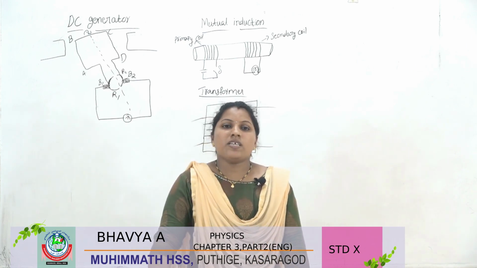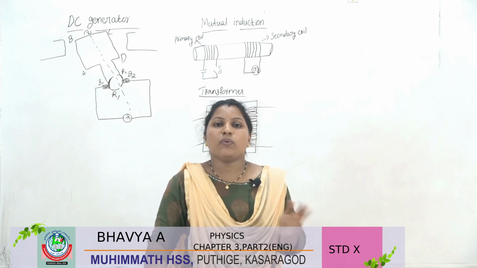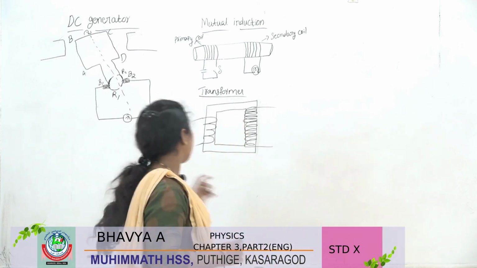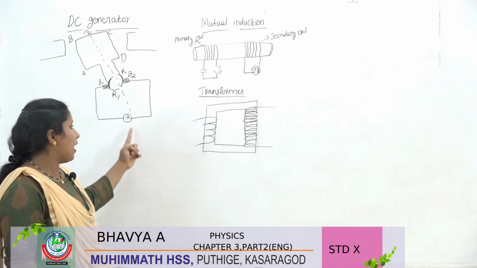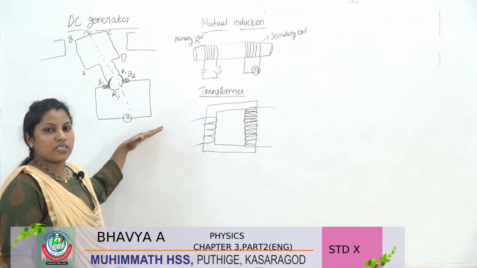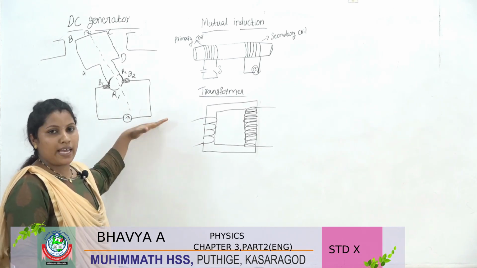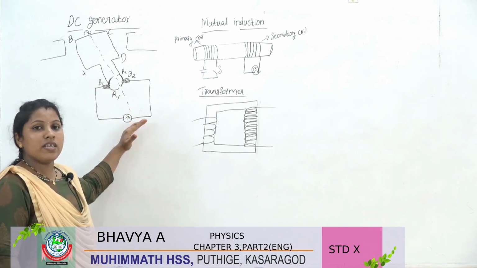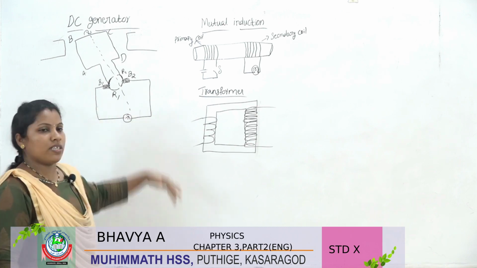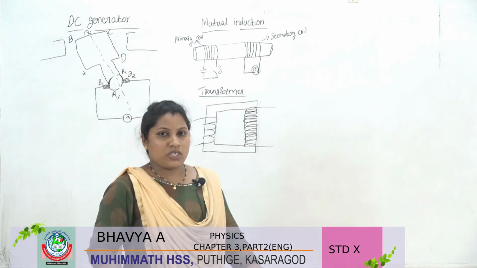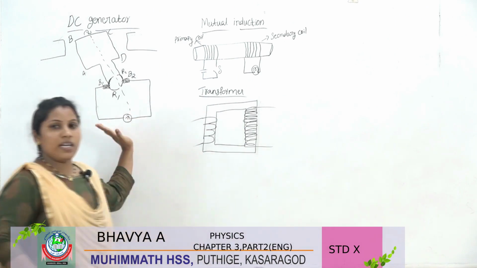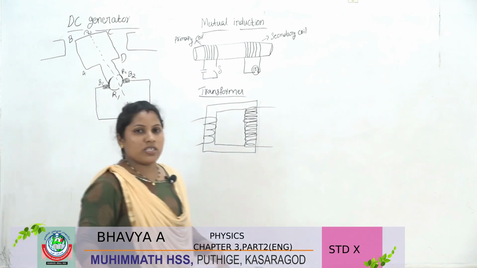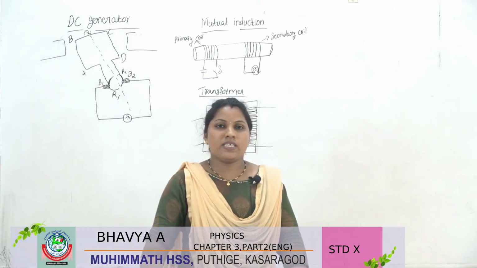Then in the DC generator, the armature starts rotating. So what happened? When the armature starts rotating, we have connected a galvanometer here. This galvanometer starts to deflect. It deflects in only one direction. That is called unidirectional. Why? Because here we have DC current, so it deflects in only one direction. There is no change in the deflection of this galvanometer. It exists in only one direction. This is called a DC generator.